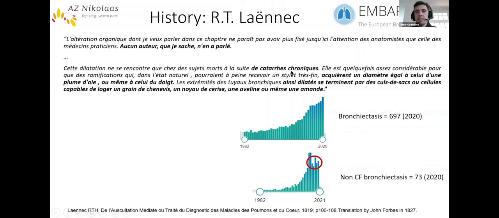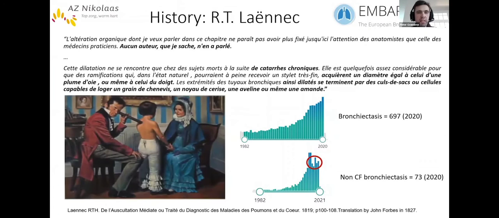He says that these tuyaux bronchiques, these bronchial tubes, are so much dilated that they end, se terminent par des cul-de-sac ou cellules, in little cells or sacs that are capable of keeping logé un grain de chènevis, which is a hemp seed, un noyau de cerise, which is the core of a cherry, or a hazelnut, une aveline, or an almond. So just to give you an idea of how bronchiectasis, when you would cut it open, looks like, and what the shape of these bronchiectasis is, and what sort of dimension you can imagine with these examples. Here you can see René Théodore Laennec testing his reinvention of the stethoscope.